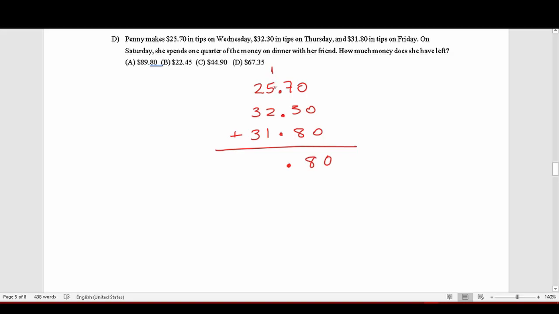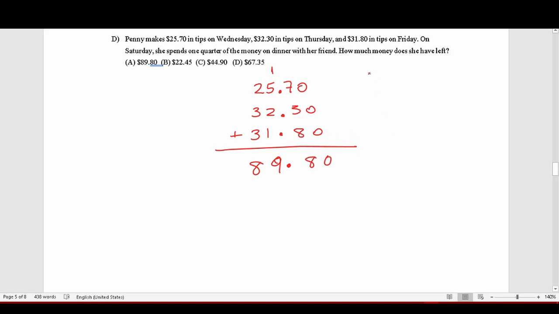5 plus 1 is 6. Plus 2 is 8. Plus 1 is 9. 3 plus 3 is 6, plus 2 is 8. So over the course of 3 days, she made $89.80 in tips.